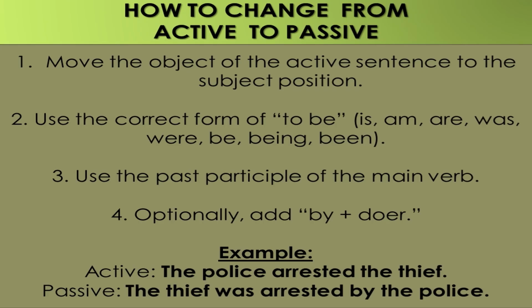Examples. We have the sentence here which is in active that you're going to put in passive. The police arrested the thief. This sentence is in simple past tense. Because the rule number one is move the object of the active sentence to the subject position, here the thief, we bring it to the front place. Then we put the form of to be, which is now was, arrested by the police. The police arrested the thief, and then we say the thief was. We put was because the sentence is in past, and so the form of to be must be in past. Was arrested by the police.